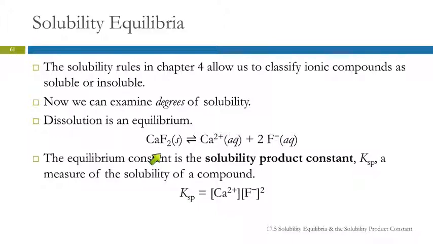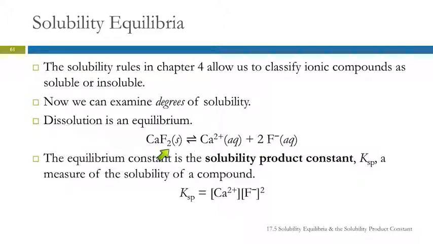Here we have calcium fluoride solid. As that dissolves, it forms calcium ions and fluoride ions. But while that is occurring, calcium and fluoride ions can also be reprecipitating to form the solid again. So this is definitely an equilibrium process, and we can write an equilibrium constant expression for it. For this equation, it's going to be calcium concentration times the fluoride concentration squared.